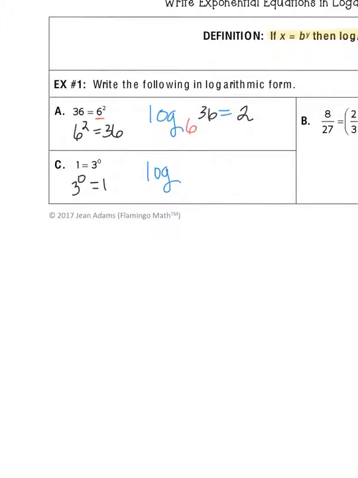All right, so you should have log base 3, because our bases are the same, and then these are going to switch. So I'm going to put the 1 here and the 0 here. So then my 1 goes here, and my 0 is here, and my equal sign is here. And so there is my log form. Log base b of, or log base 3 of 1 is equal to 0.